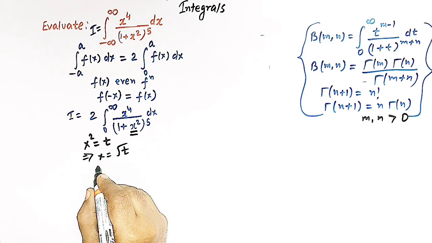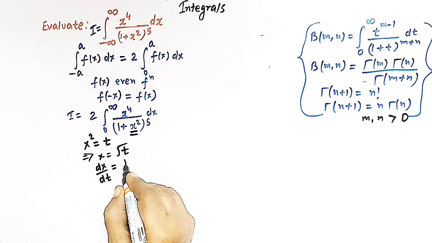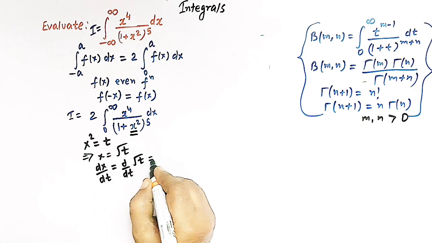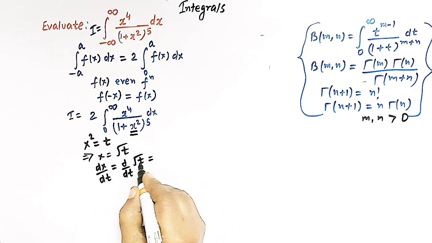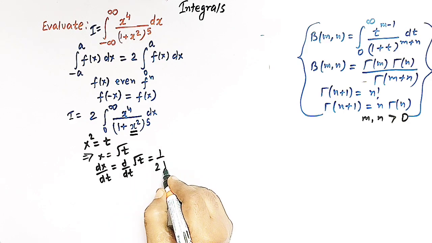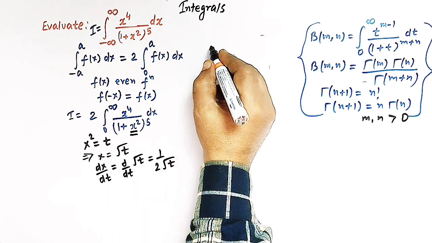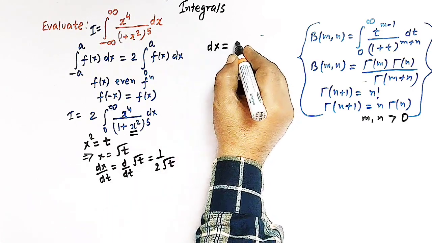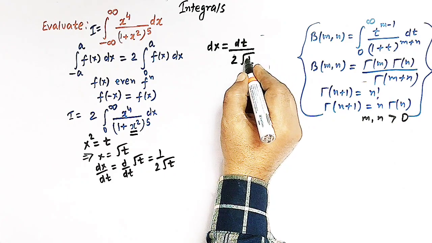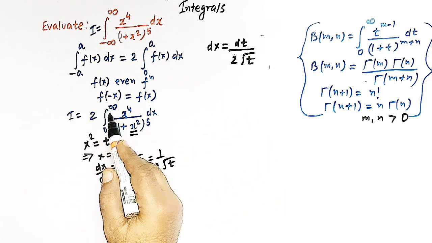Now let us differentiate x with respect to t. So dx over dt is equal to d by dt of square root of t, and the derivative of square root of t with respect to t is 1 over 2 times square root of t. So now we can write dx is equal to dt over 2 times square root of t. Now let us change the limits of integration.